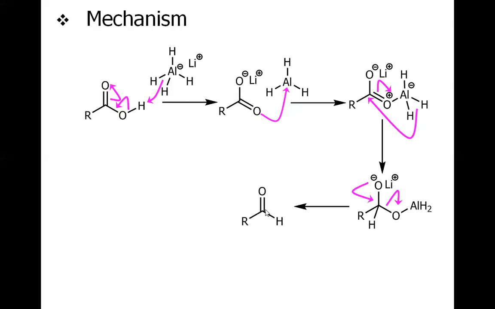Here, one thing I would like to add: the two equivalents are used for good measure. Why good measure? Because it is not necessary that this hydride comes from here as we have shown. The second mole of lithium aluminum hydride, as we have used the first mole here, which we have not shown here, could also have attacked this carbonyl carbon to give this intermediate. So it is not necessary that the same aluminum hydride will give the hydride twice. So for good measure, we have used two equivalents.